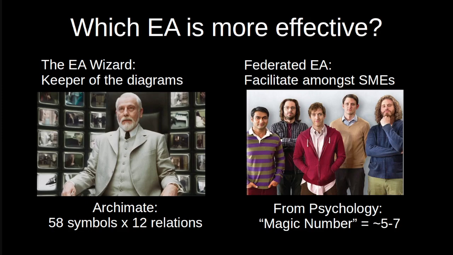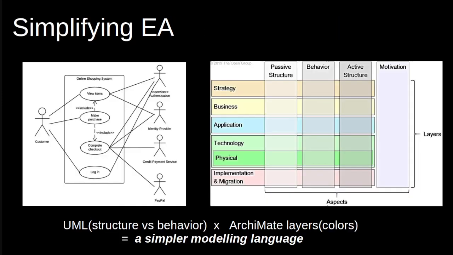EA is dependent upon collaboration and facilitating amongst SMEs, subject matter experts, your solution architects, or those who are closer to the work. So you need to have a practice that's a federated EA that relies upon the knowledge and the brains and the talent of those people spread through your organization. So it's vitally important that you have a simple way to represent and communicate enterprise architecture for it to be successful. So here's my suggestion.